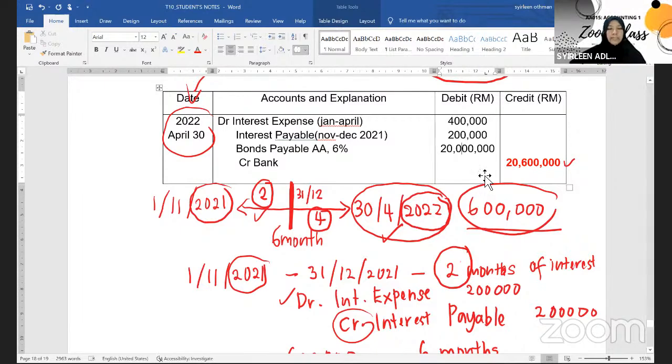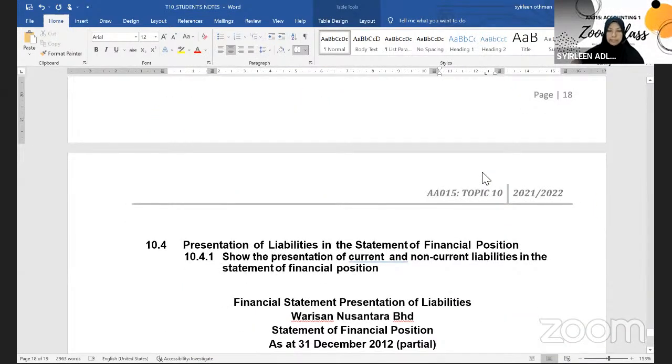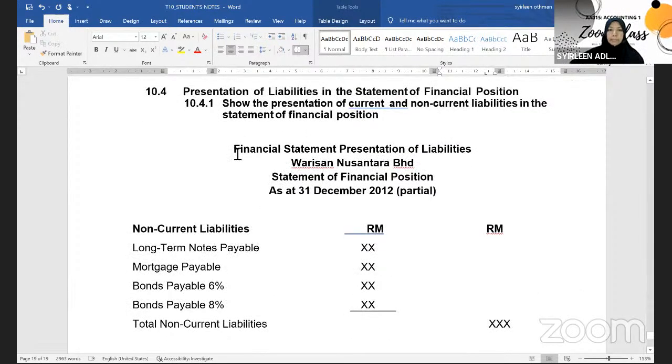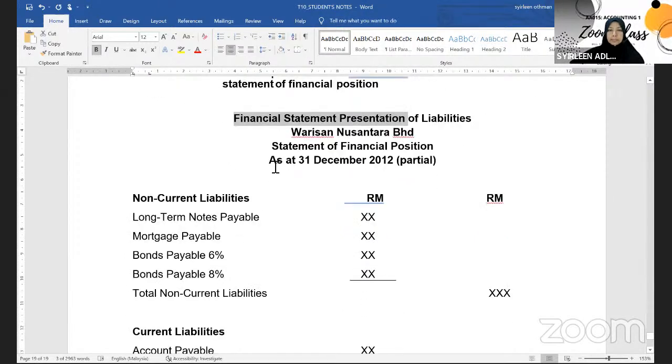Okay, so the final part of this topic, we are going to see how we present the liabilities in your statement of financial position. Okay, so let's say this is your partial financial position. Okay, the name of the company. All right. Asset, okay, 31st of December, the date of it lah. Okay, so how do we present the non-current liabilities and current liabilities in your financial position?